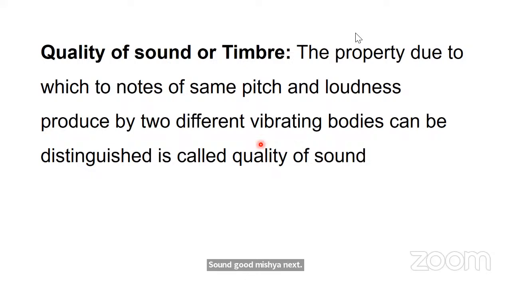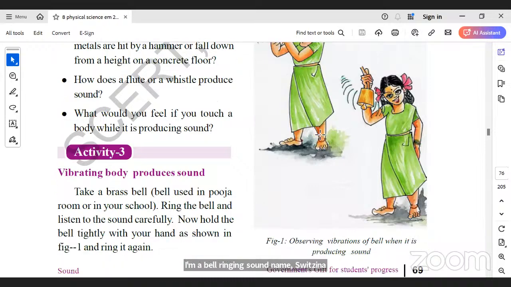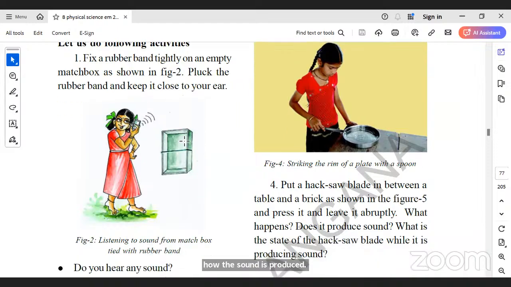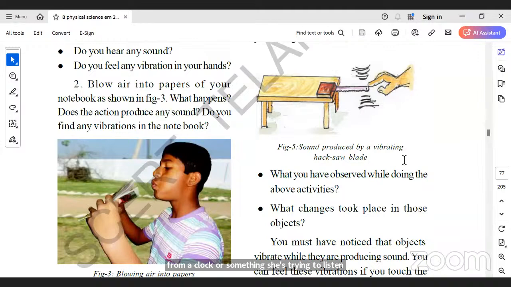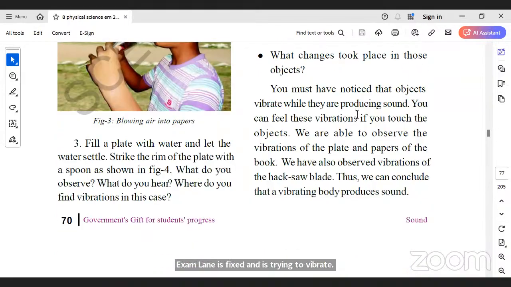Let us see what is in our textbook. See, she is ringing a bell and we see how the waves are going. That is, a vibrating body produces sound. She is striking a plate with a spoon and trying to observe how the sound is produced. Here she is listening to a clock or something. See, here an experiment is given to understand. When you keep a book like this and blow air into the pages, all the pages vibrate. Due to that vibration, you hear the sound because sound is produced from the vibrating body. Here he has a hacksaw blade. The hacksaw blade is fixed and is trying to vibrate. This vibration gives sound.